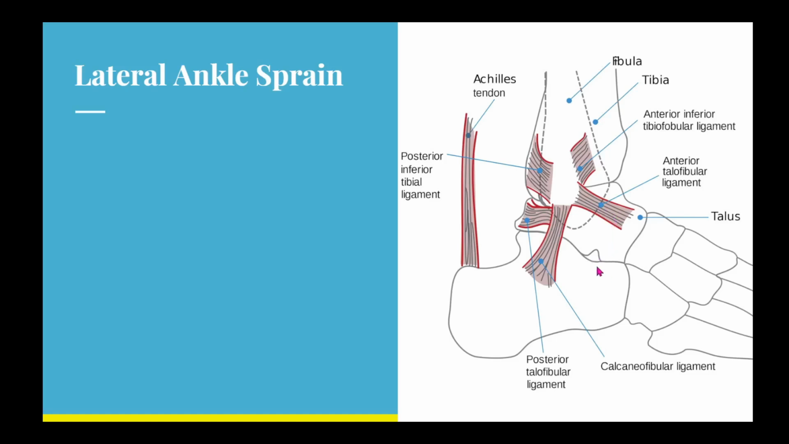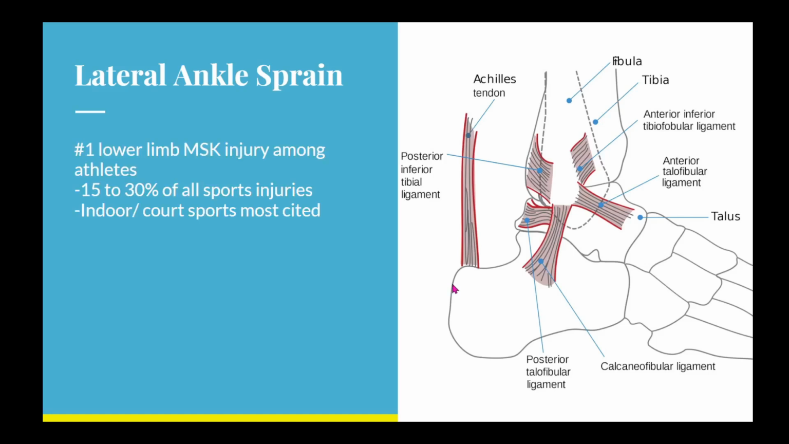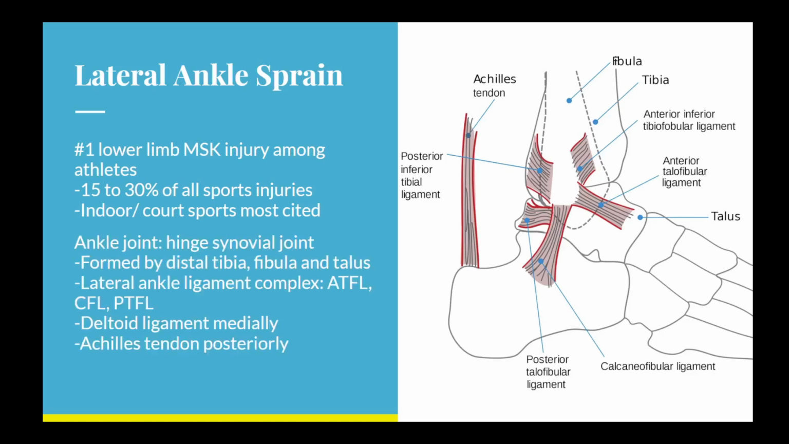Other bony landmarks that you care about here would be the fifth metatarsal down here on the side of the foot, and really the posterior part of the lateral malleolus too, if you're worried about any bony injuries. And then you can see the tibiofibular ligaments here as well, which are part of the high ankle, so to speak. And then the Achilles tendon is illustrated as well. So lateral ankle sprains are the number one lower extremity injury in all athletes, up to 30% of some sports, with indoor and court sports most commonly cited. And that's because people are jumping on each other's feet or planting their foot and rolling inwards.